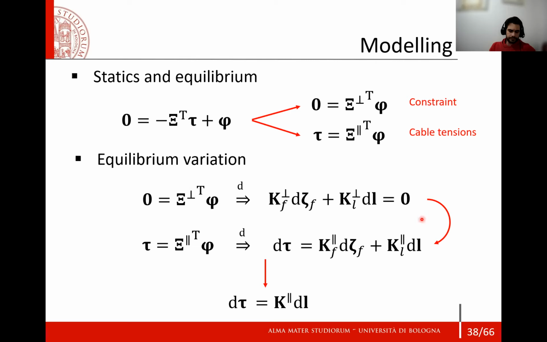Substituting the results of the first differentiation, which can be solved for the end effector, for the differential of the free coordinates of the end effector in the second one, we end up with this relation where we correlate the variation of the static cable tension, the variation of the cable length, and the matrix correlating these changes, which has the units of a stiffness matrix.